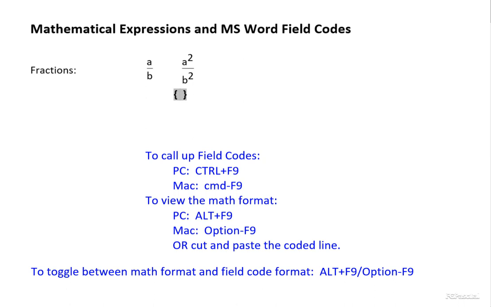Start with the field code brackets, EQ space backslash F for fraction, open parenthesis, A to start the numerator, and now we begin the exponent 2. Call the field code brackets again, EQ space backslash S for superscript, backslash up for the exponent, 4 to raise the exponent 4 points up, open parenthesis, 2 for the exponent, and then a closing parenthesis.